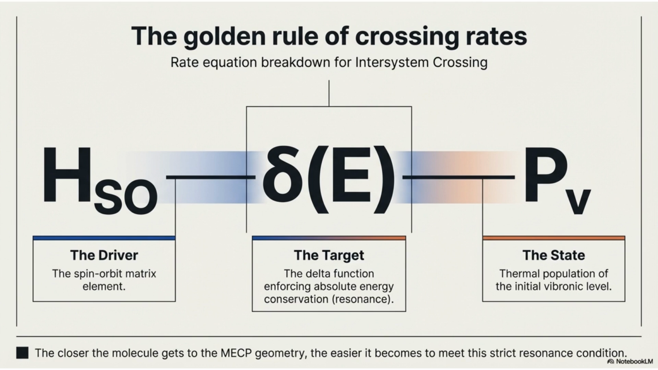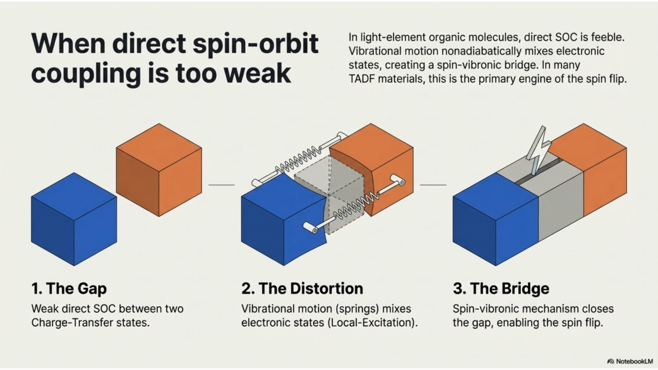energy conservation, and the thermal population of the initial vibronic level. The closer the molecule gets to the MECP geometry, the easier it is to meet the strict resonance condition. In light element organic molecules where direct spin-orbit coupling is weak, vibrational motion or distortion non-adiabatically mixes electronic states, creating a spin-vibronic bridge that enables the spin flip, which is essential in TADF materials.